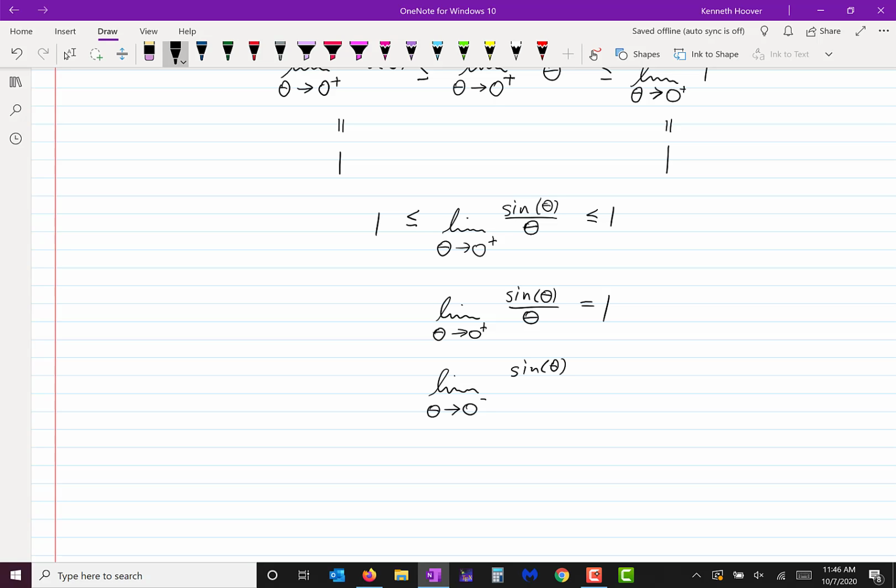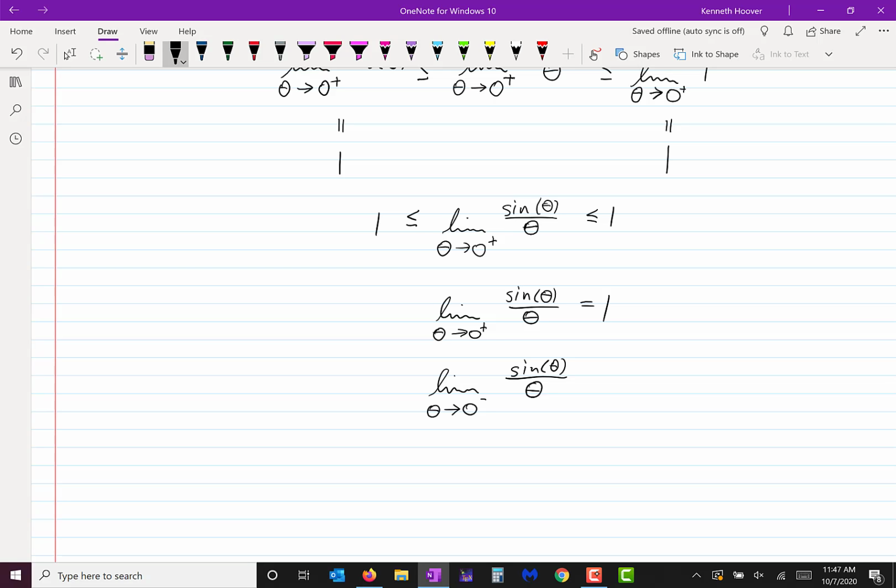Okay, so the trick here is to notice that sine of theta over theta is what's called an even function. Do you remember that from pre-calculus or college algebra? Sine is an odd function, and theta is an odd function, and an odd function divided by an odd function is an even function, which means when you plug in a negative number, you will get the same value as if you had plugged in its positive counterpart.